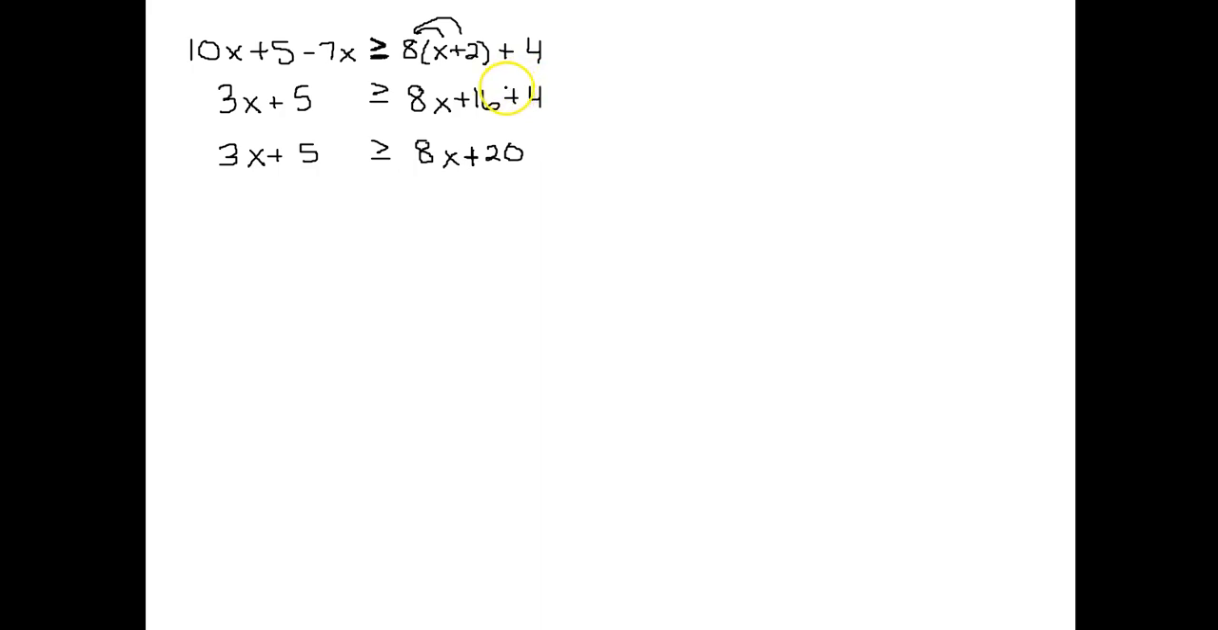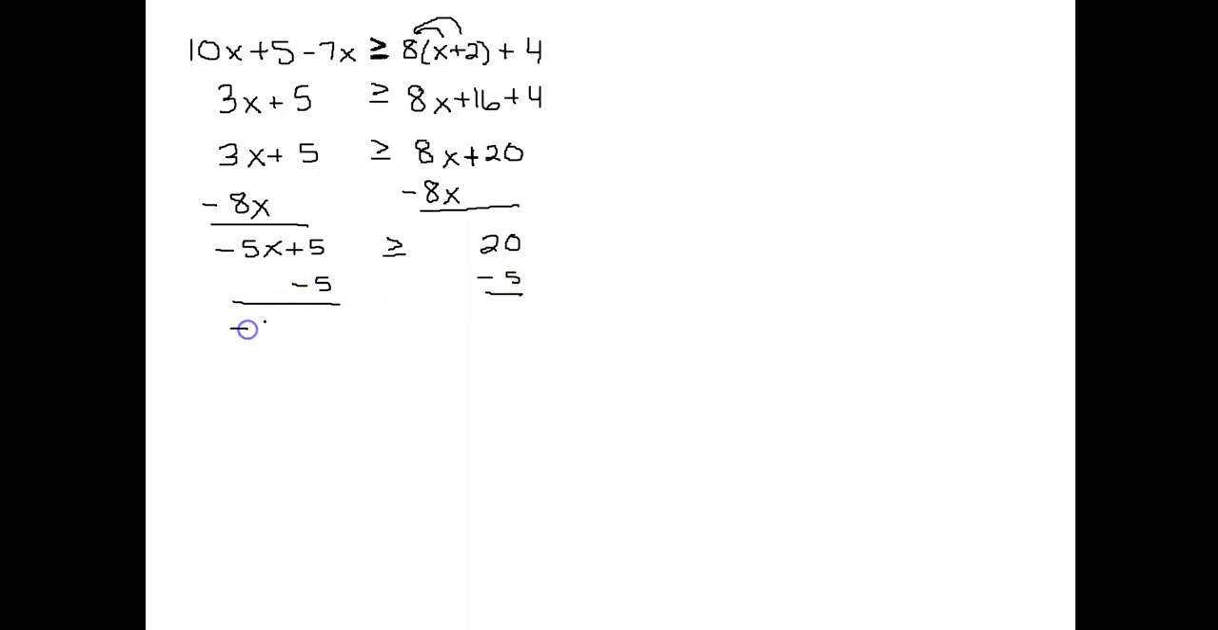All right, so I've simplified left, simplified right. Now I want to try to get x's together. I really like my x's on the left side. I mean, you can work it however you want. So I'm going to go ahead and subtract 8x from both sides just to get my x's on the left. I like to do that with inequalities because it'll save me any confusion later about what symbol to use. So I've got negative 5x plus 5 is greater than or equal to 20. And then I'm going to subtract 5 from both sides.